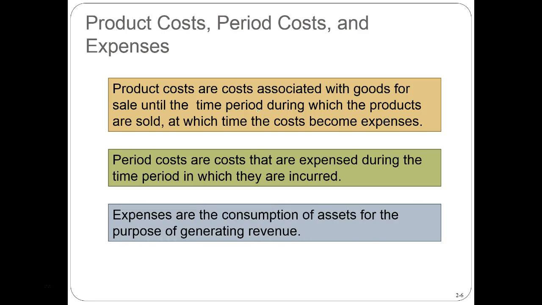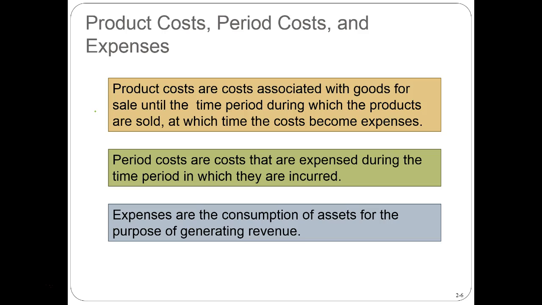Expenses are the consumption of assets for the purpose of generating revenue. Remember, an expense is something that we consumed, we used, in order to generate revenue. So the expense of the product cost happens when we sell, not when we pay the direct labor worker, and not when we buy the materials of the guitar.